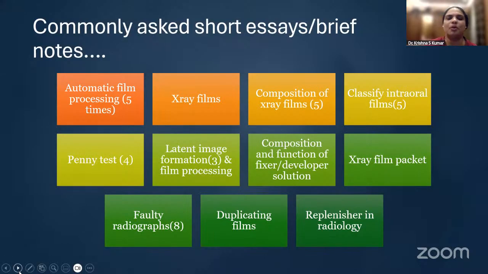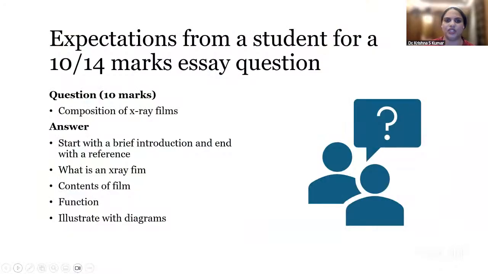Short notes commonly asked are automatic film processing, which has been asked 5 times, X-ray films, composition of X-ray films, classify intraoral X-ray films, the penny coin test, latent image formation, again composition and function of fixer as well as developer solution, and the X-ray film packet. Faulty radiographs have been asked around 8 times, as well as duplicating films and replenisher in radiology. So we will start with the first question, that is the composition of X-ray films.